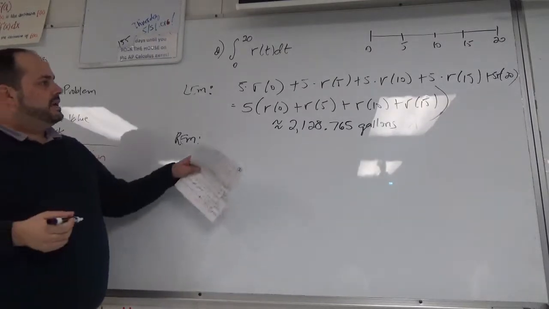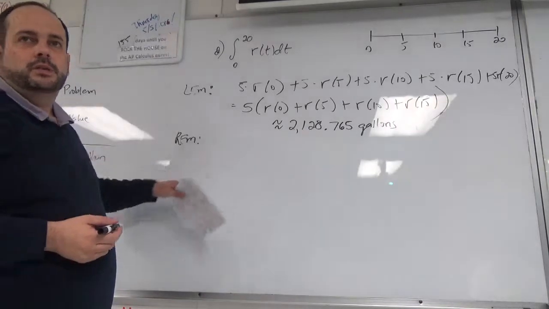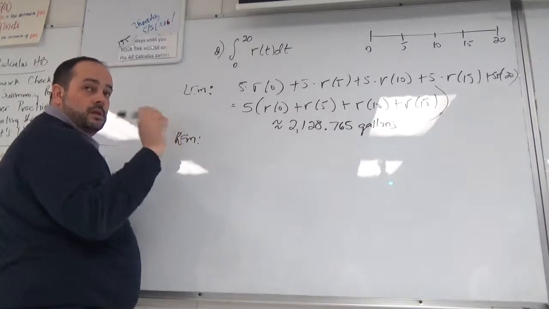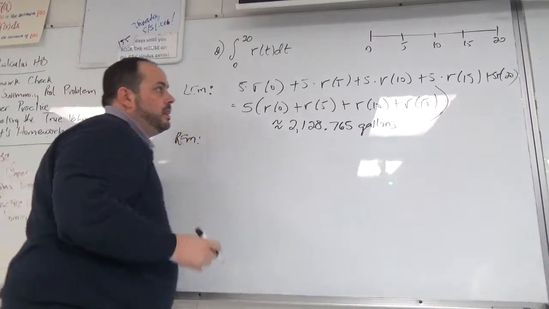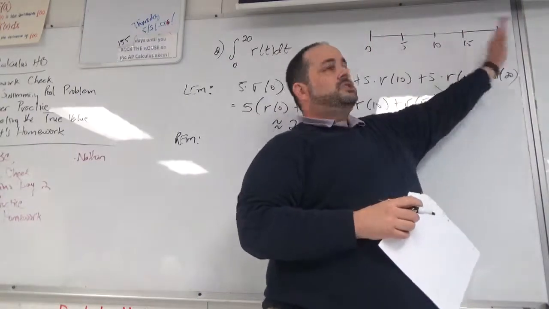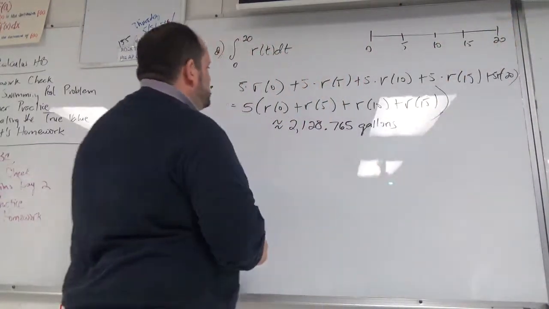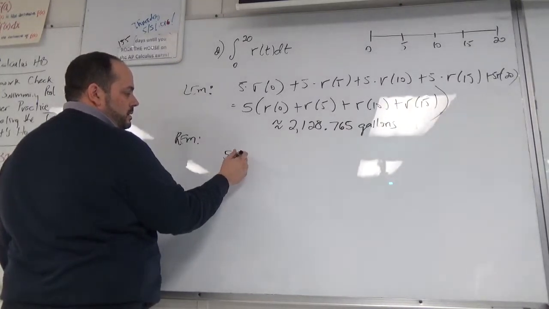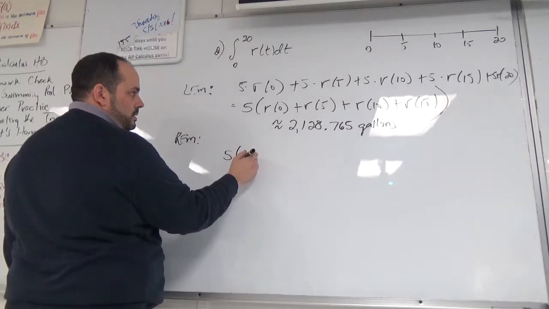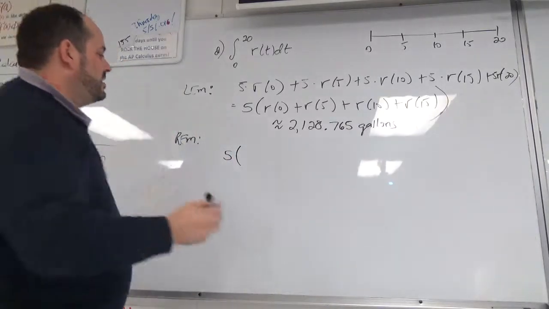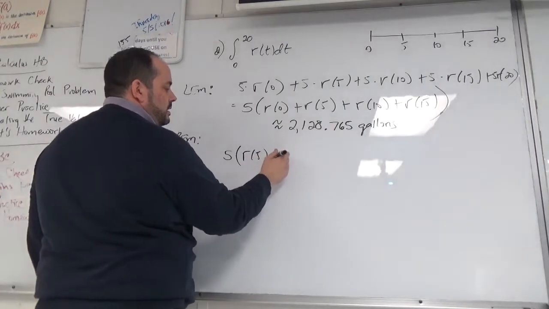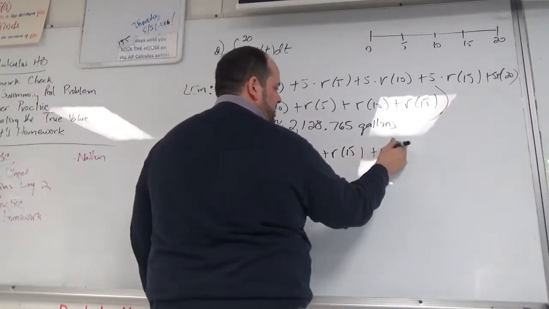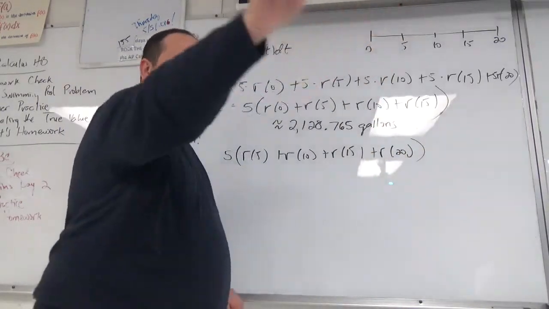David, can you tell me about the right endpoint method, what your setup was? Oh, yes. So first I saw that the interval was 0 to 20, and then I divided by the number of rectangles, so I got 5. Okay, partitions still 5. Good. Tell me about your setup for the right endpoint method. I put 5 times parentheses R of 5 plus R of 10 plus R of 15 plus R of 20. Okay, folks on that side of the room, is everybody okay?